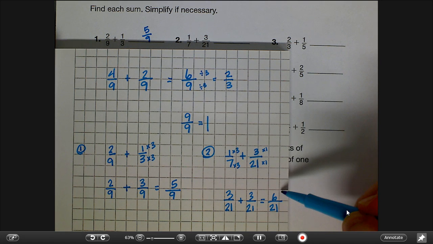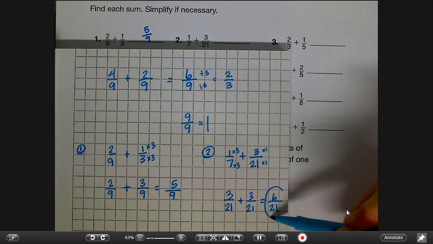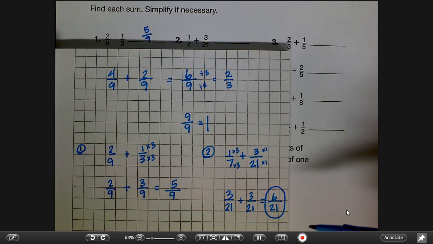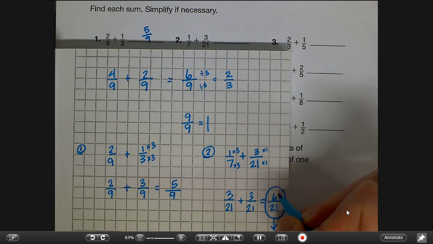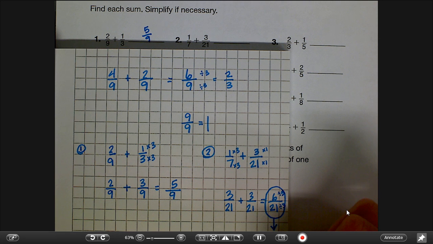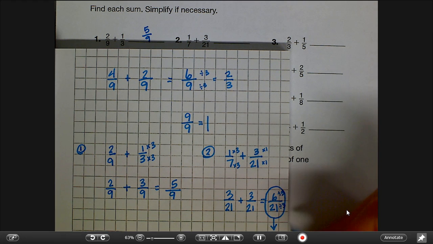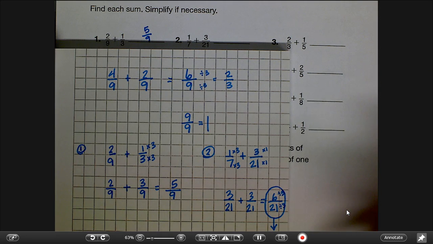Oh, I see a mistake. Look, it's a good thing that I went back and checked. They can both be divided by 3. So 6 divided by 3 and 21 divided by 3. 6 divided by 3 is 2. 21 divided by 3 is 7. So the final answer would be 2/7.